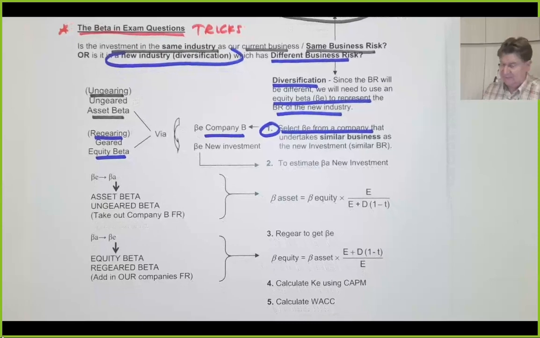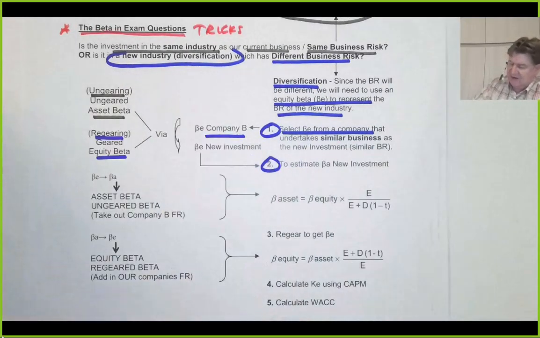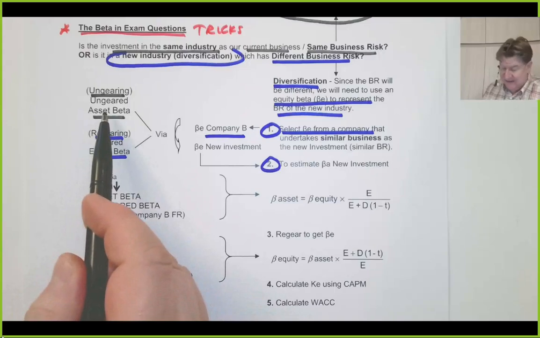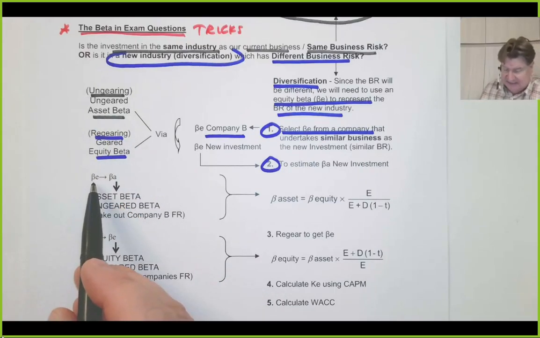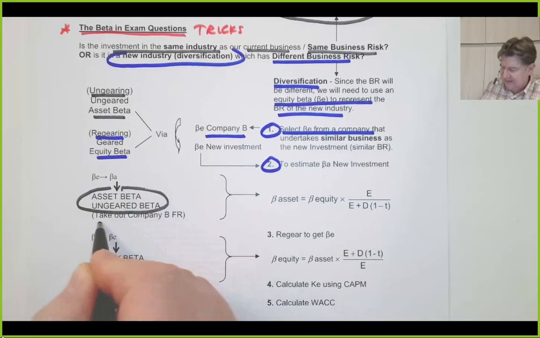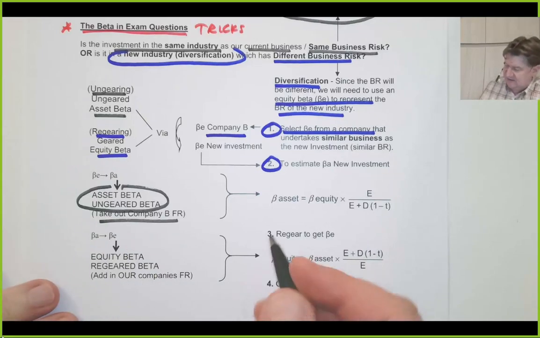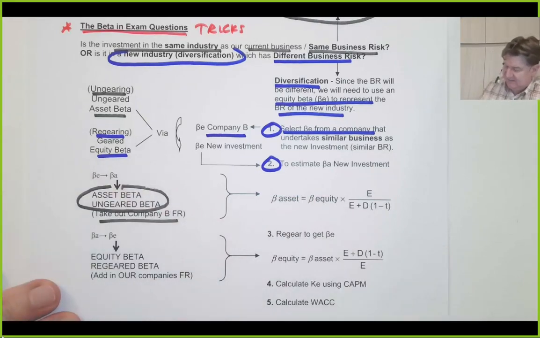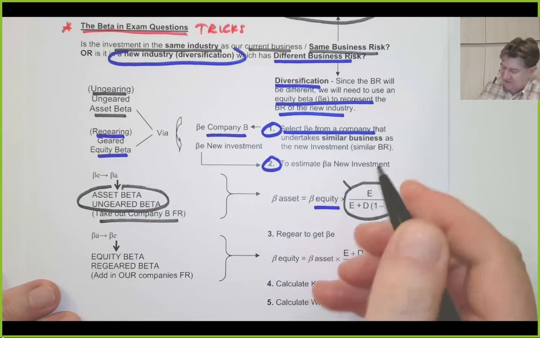So what's all this ungearing, regearing? Let's go through in a bit more detail. The first step is ungearing. We're going to convert an equity beta into what's known as an asset beta, and that means we're going to take out company B's financial risk.